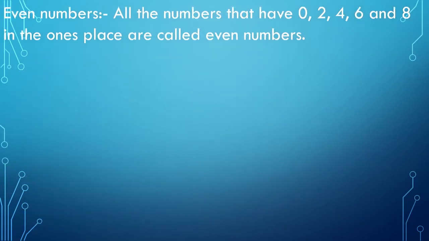Now the next is even numbers. So beta, what are even numbers? Even numbers, all the numbers that have 0, 2, 4, 6 and 8 in the ones place are called even numbers.